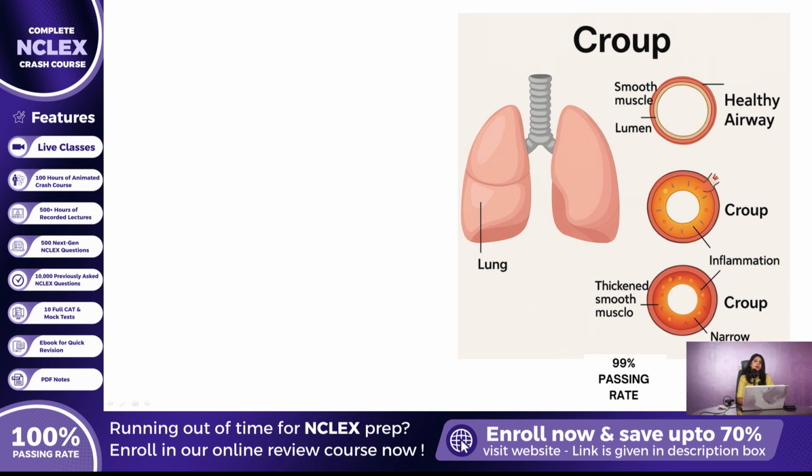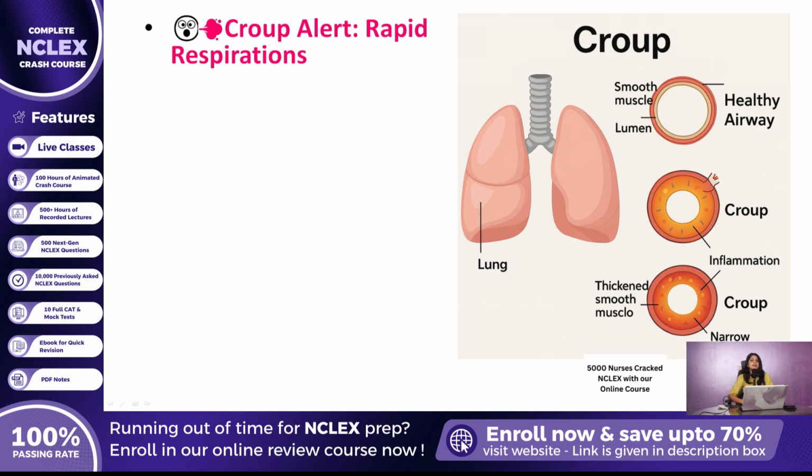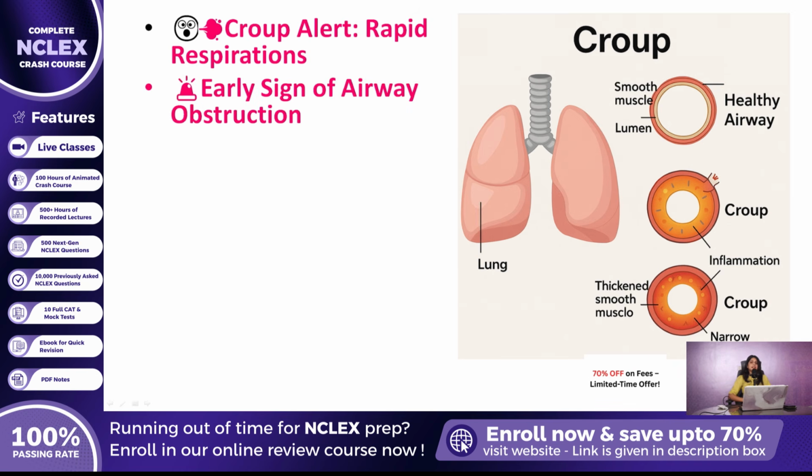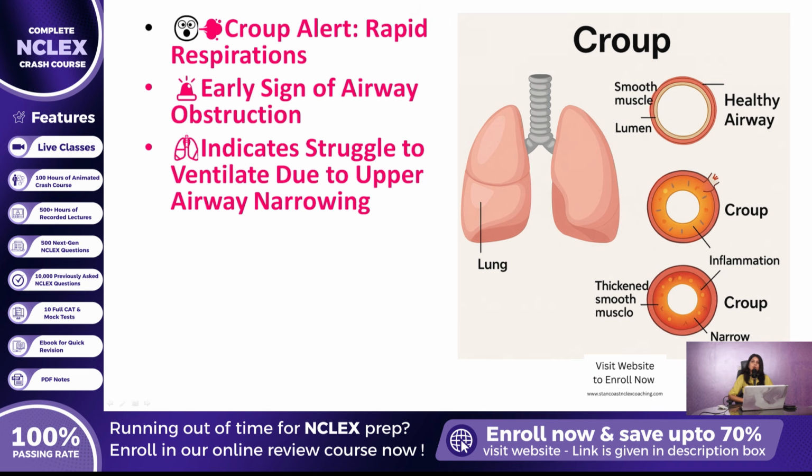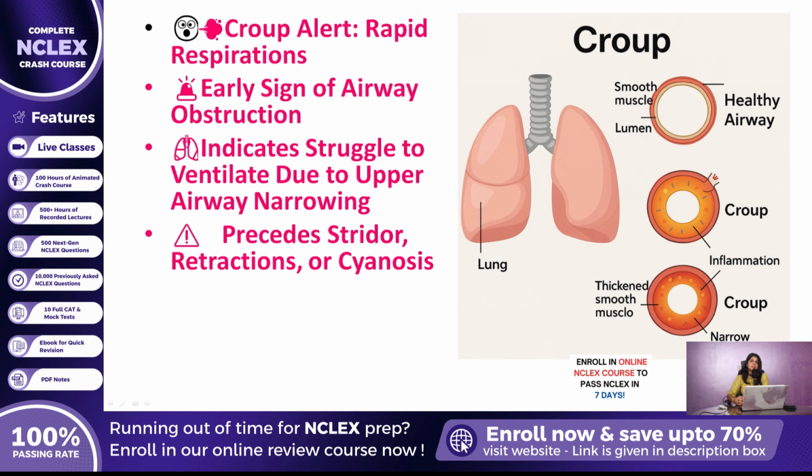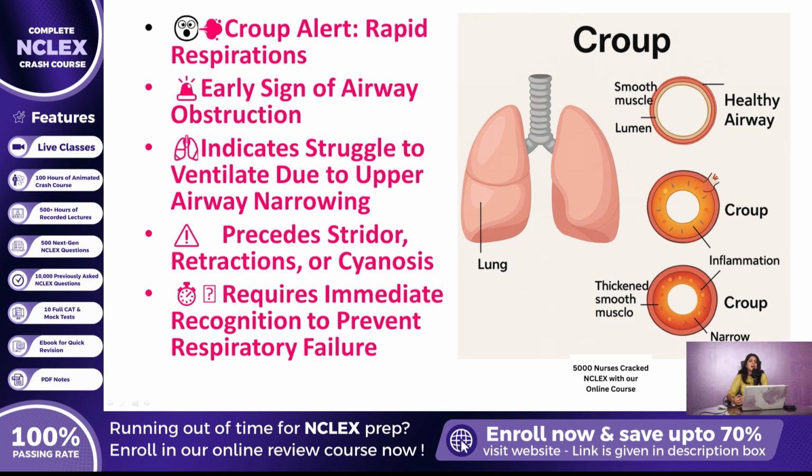In a child with croup, an increased respiratory rate is an early and urgent warning sign of potential airway obstruction. It indicates that the child is struggling to maintain adequate ventilation due to narrowing of the upper airway. Rapid breathing typically comes before more severe indicators, such as stridor at rest, chest retractions, or cyanosis. Prompt recognition and intervention are essential to prevent respiratory failure and ensure the child maintains a patent airway.